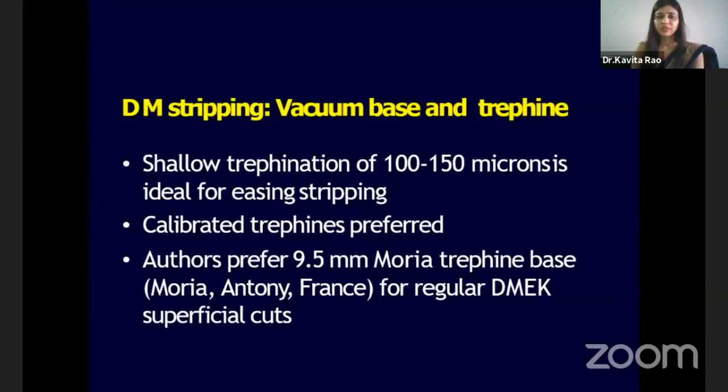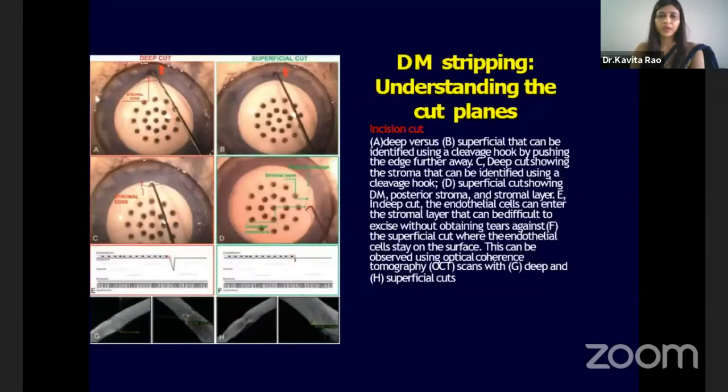When you make the first trepanation, you need to do a shallow trepanation of only around 100-150 microns. You can do it with your regular trephine, but it's better to use calibrated trephines like these. In this article, the authors have preferred the Moria. The reason is that this picture shows it very clearly. When the cut is deeper, on the left-hand side, some of the endothelial cells are being dragged into that cut. Versus if the cut is superficial, the endothelium is not being dragged into the cut.